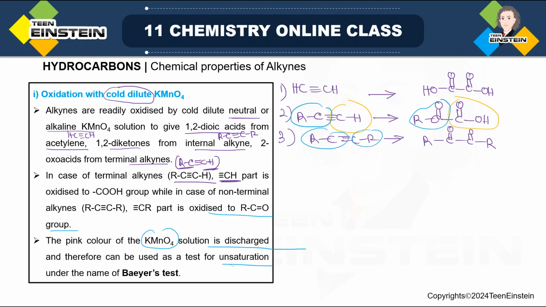And that is the reason it can be used as a test for unsaturation, and the test is known as the Baeyer test. So if you have any hydrocarbon and color discharge occurs, you can say that unsaturation is present. So either a C≡C triple bond or a C=C double bond is present, but which one is present, you cannot understand from this KMnO4 Baeyer test, because it is applicable for both the C≡C triple bond as well as the C=C double bond, right?